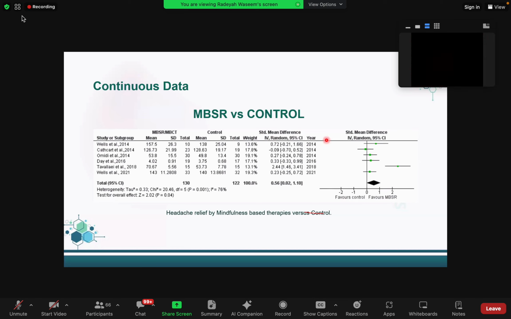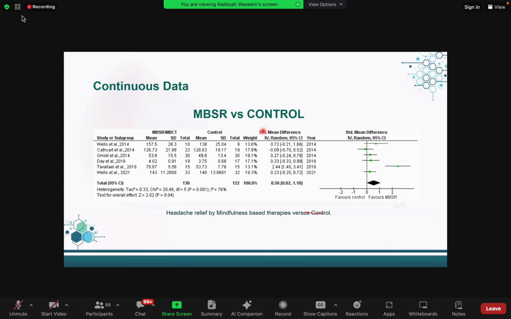Again, you can see that we used the random effects model. Can you guys tell me why we used the random effects model? Can anyone tell me why we used the random effects model? This is revision from the previous sessions. Why did we use the random effects model?